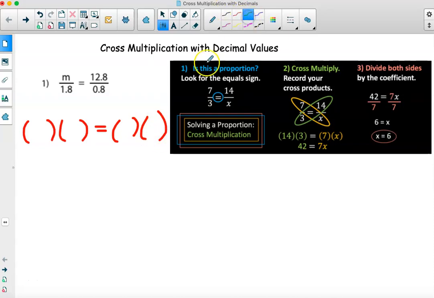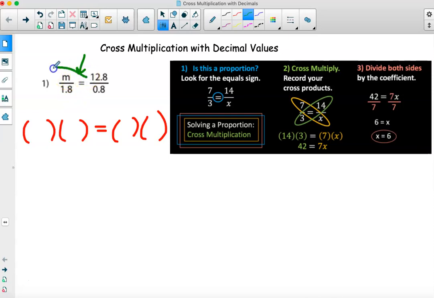Then what I'm going to do is see if it's a proportion, and I need to look for the equal sign. So if I see an equal sign, I see two fractions, and I see this missing variable, I know I can use cross multiplication to find the value of this missing variable.